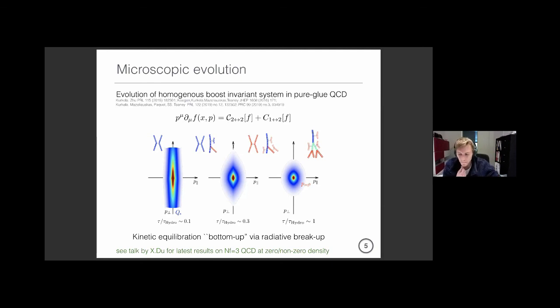Okay, so I think Tony's question probably is, isn't there some temperature dependence of eta over S in YM kinetic? No. This was precisely the point. It's only a function of the 't Hooft coupling.